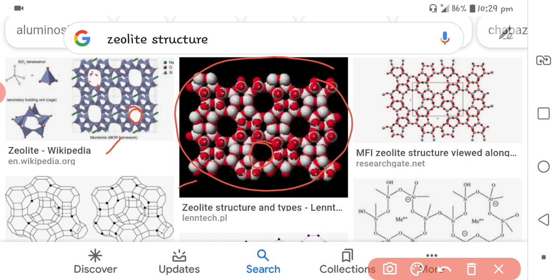Then another thing is that they contain some metal atoms, like sodium or calcium or potassium, present along with these zeolites. So one thing is that these metal ions can pass through this cavity.